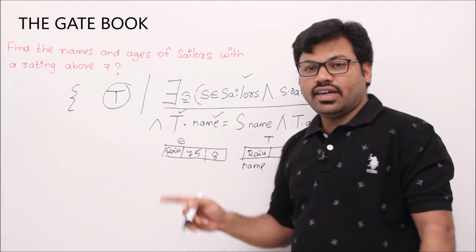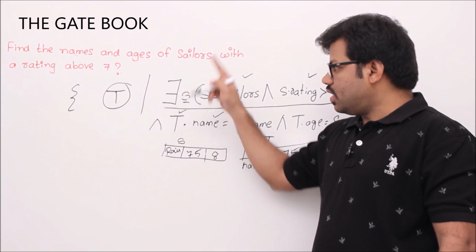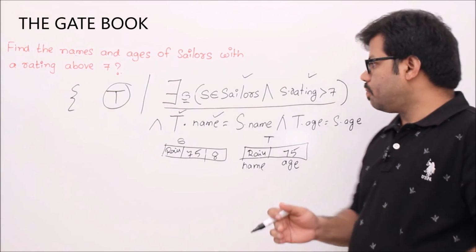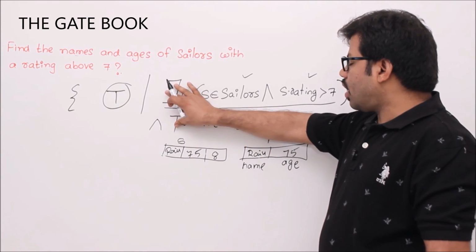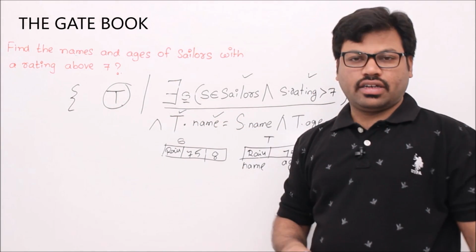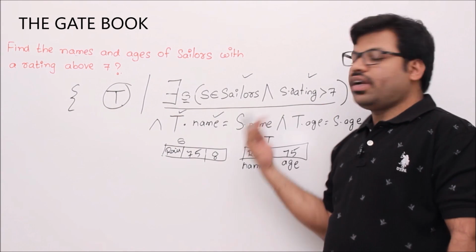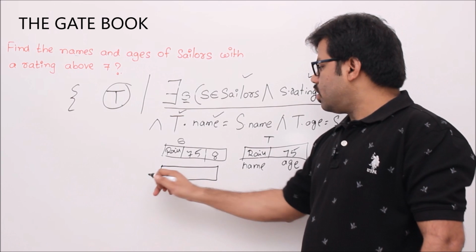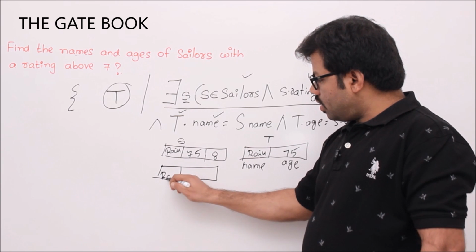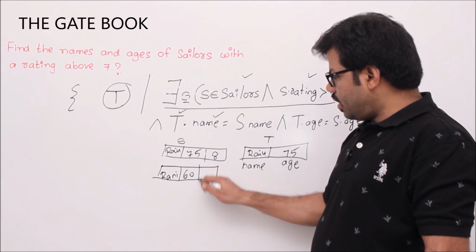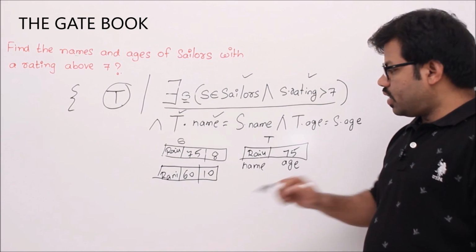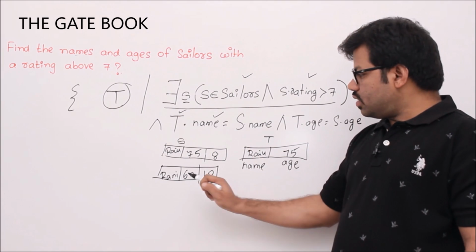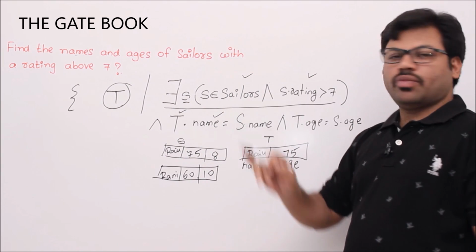Sir, how can you say that this query is printing all such tuples? I will tell you. Whenever this formula is satisfied, you are collecting t, correct? Now, if there is another sailor tuple, let's say Rani, her age is 60, her rating is 10. My question is, does this tuple satisfy this formula? Yes. This is some tuple which is satisfying this formula, correct?